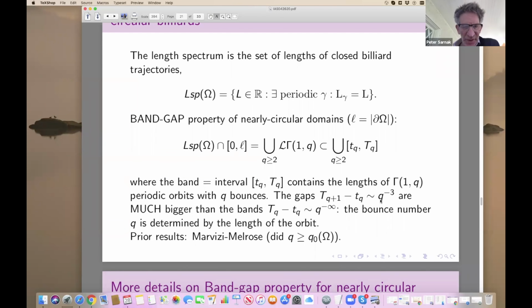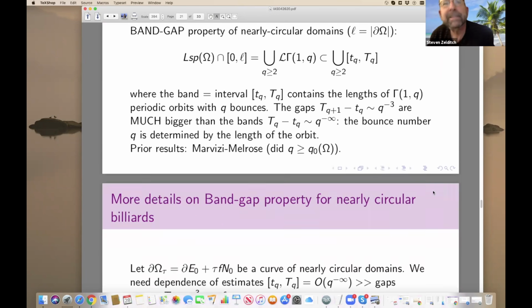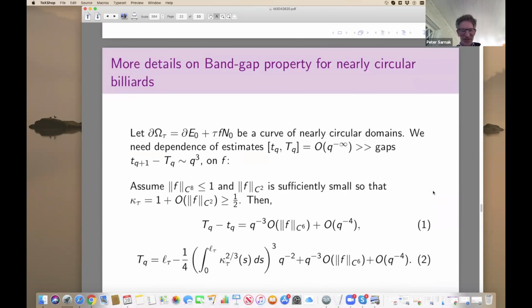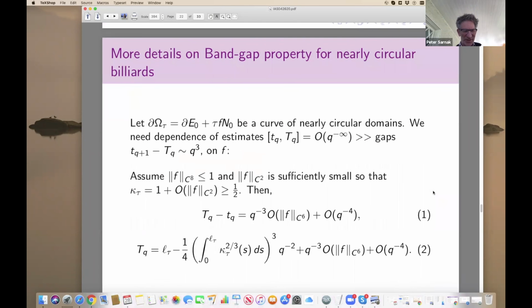I think you've remarked that no other periodic orbits have lengths in this range, right? Yes. That's critical for many different things. In particular, for no cancellations. So there was my generic assumption, and you've just explained how you get around it.